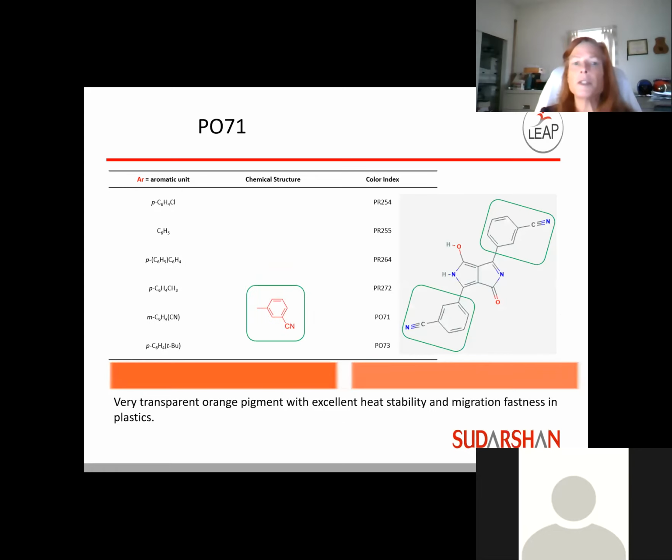Moving on to the oranges, there are two oranges in the DPP category. The pigment orange 71, of course, I said was the more yellow shade.